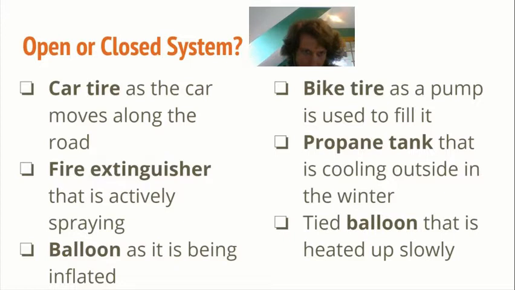Number 3, balloon as it is being inflated, similar to the fire extinguisher, except kind of the opposite direction. So it is adding air particles, therefore it is an open system. Number 4, a bike tire as a pump is used to fill it. The bike tire is being filled, therefore it's an open system. Number 5, propane tank that is cooling outside in the winter, we assume that it's closed, and even though energy is leaving, we don't have particles leaving, so that's a closed system.